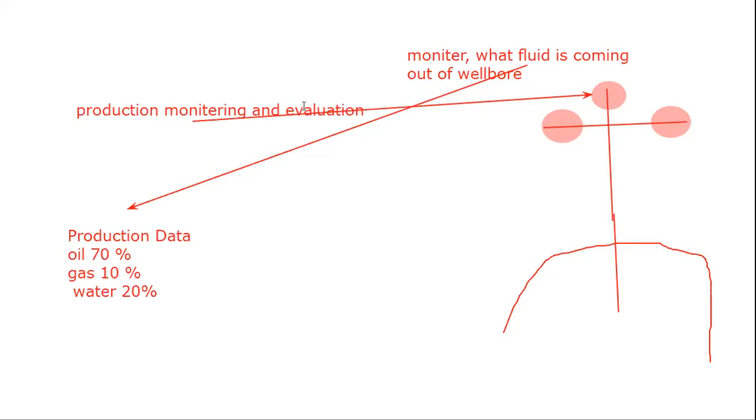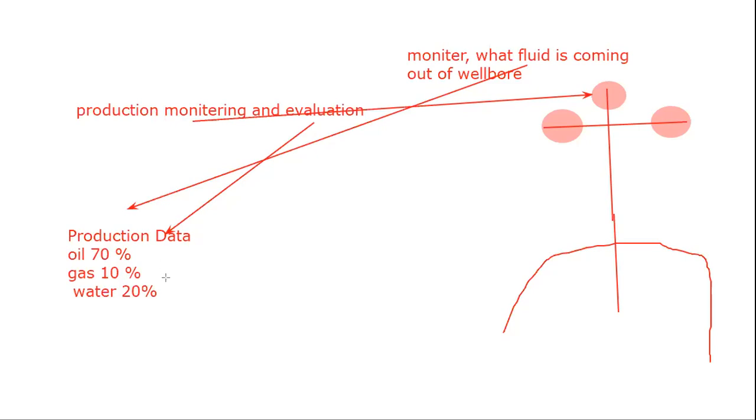The other job starts with the evaluation of this data. Okay, this evaluation is done in the head office. The production engineer at site sends all this data to the head office, and at the head office, they evaluate this data. For example, okay, water production is increasing compared to last year. Okay, it's a problem. We have to figure out why the production of water is increasing.